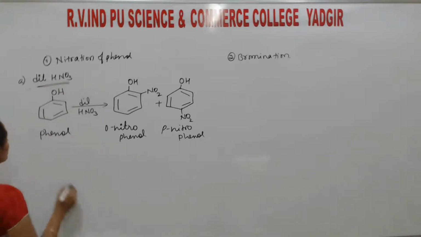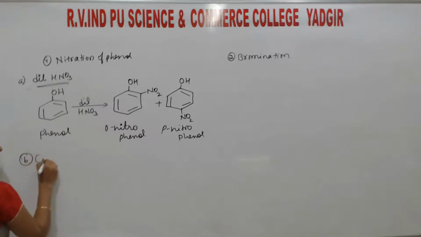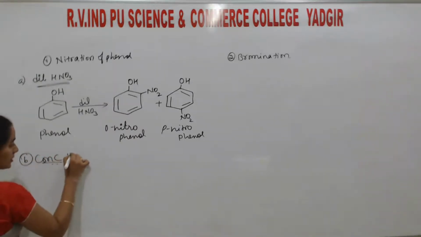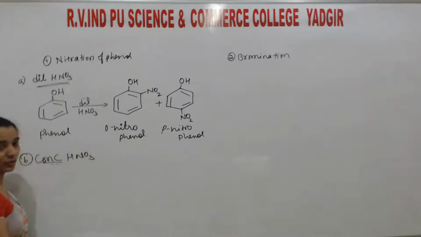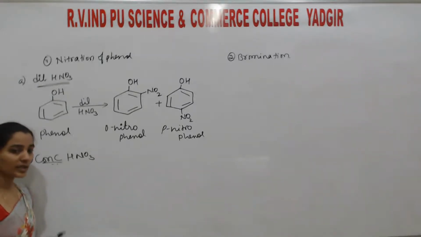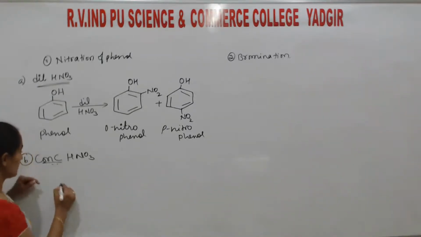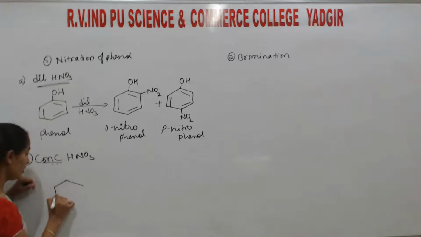So another case is there. Second one, when it is concentrated HNO3. Okay, so if phenol is treated with concentrated HNO3, what is the product? So this is the phenol.